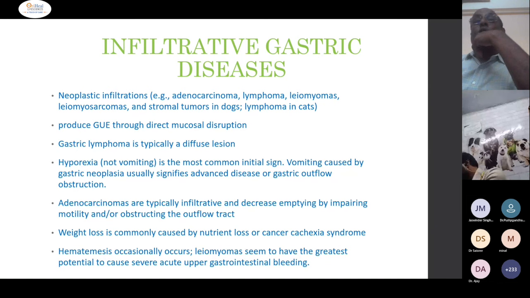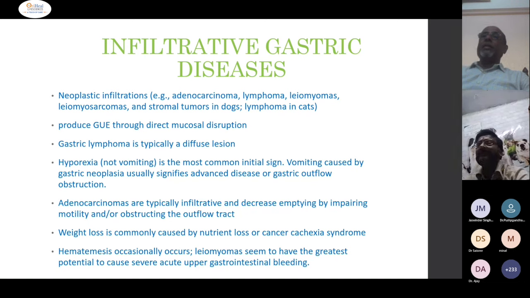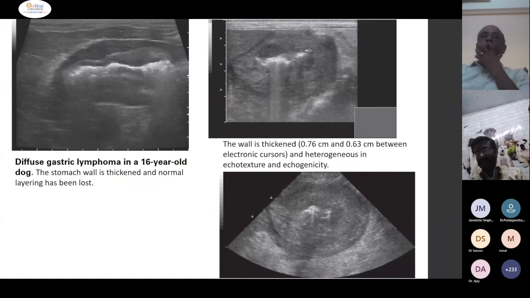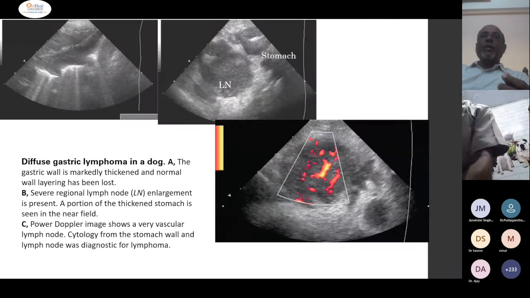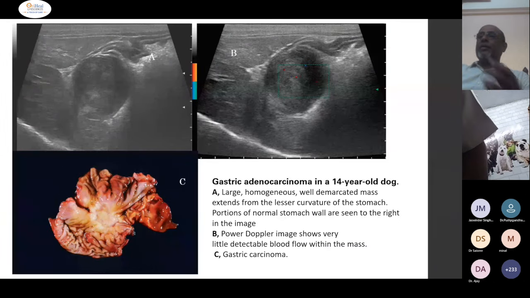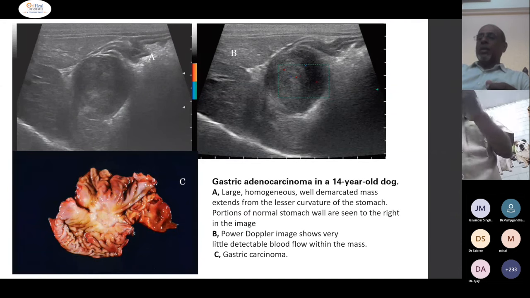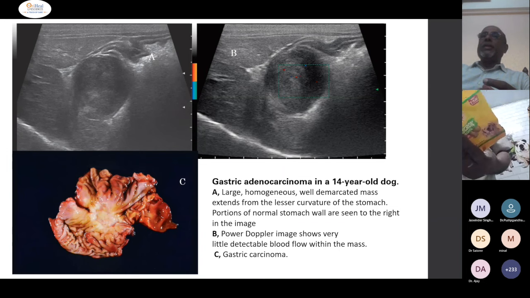Or there will be gastric outflow obstructions. The weight loss is very common. Cachexia, especially whenever there's a tumor; cancer cachexia is very obvious. And hematemesis and melena, again, are very important diagnostic criteria for infiltrative disease of the stomach. So you can see the different ultrasound pictures of gastric tumors. Lymphomas, you can see the lymph nodes, all those things you can see when you're doing ultrasound. You can see the thickened walls of the GI tract.